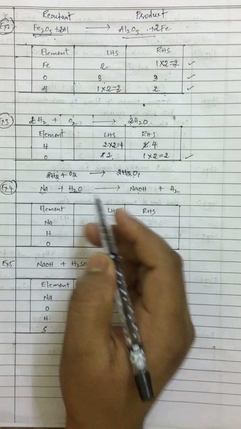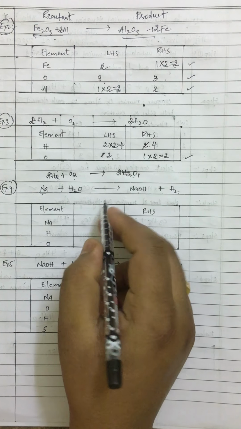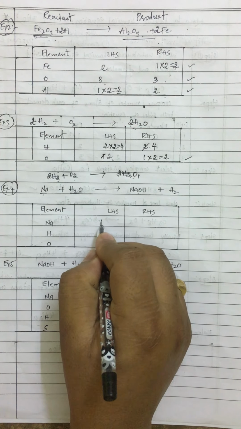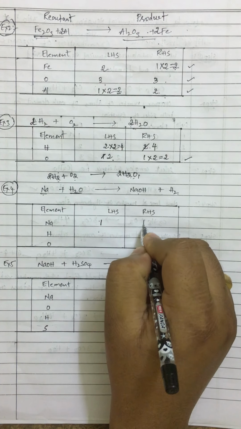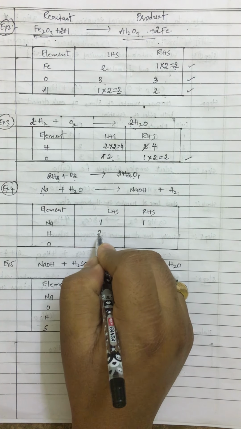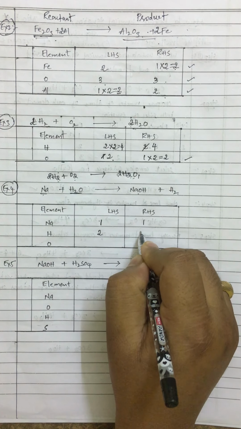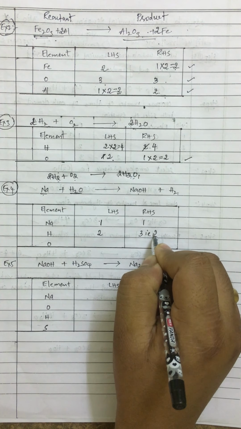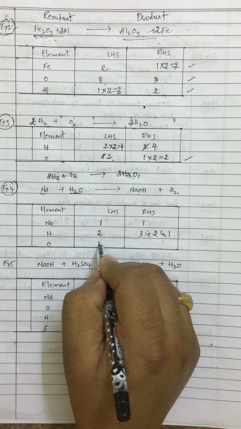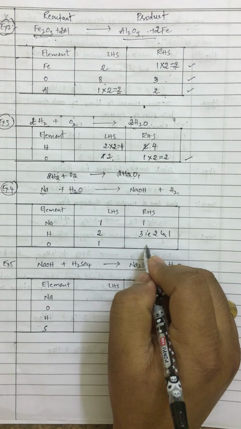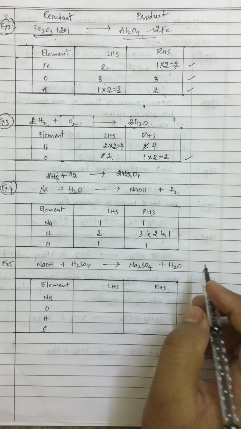How many hydrogens are there on the left hand side? Before that, we need to fill out this table. Sodiums are 1 on the left hand side, 1 on the right hand side. Hydrogens are 2 on the left hand side, and 3 on the right, that is 2 and 1. Oxygens are 1 on the left hand side, 1 on the right hand side.